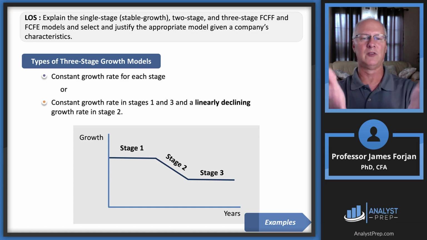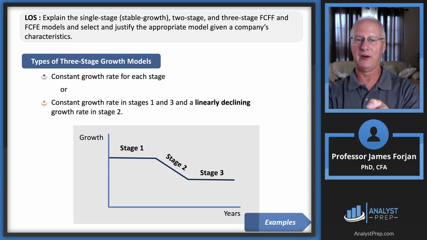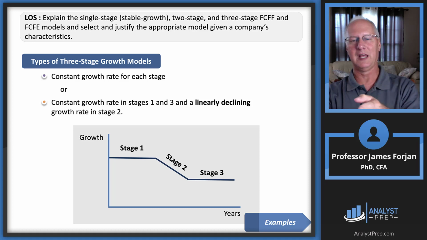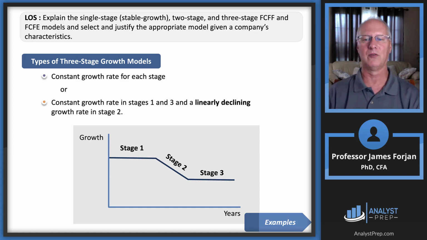So stage 1 is super high, maybe it's 20%, and maybe that lasts 3 years. Then stage 2, a linear decline. So maybe it's going to go from 20%, and then in year 4, maybe it's 15%, and then in year 5, maybe it's 10%, and then maybe in year 6, it's 5%. So a linear decline in that growth rate. And then stage 3, maybe it's 3% forever and ever.